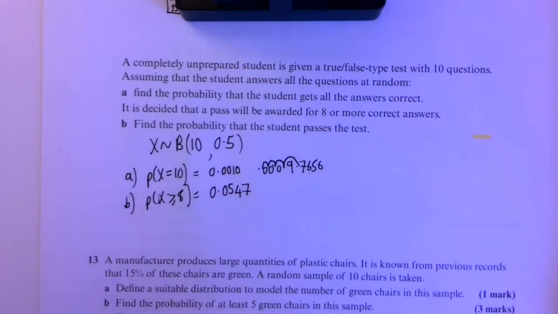Note again, I mentioned this in the live lesson. This is one of those questions where there is no mention of binomial, so you've got to work out that it's a binomial question.